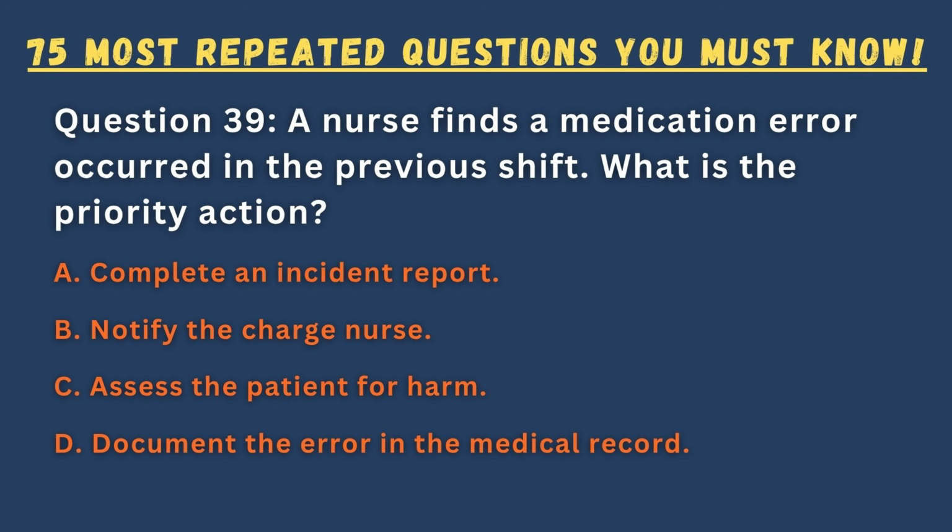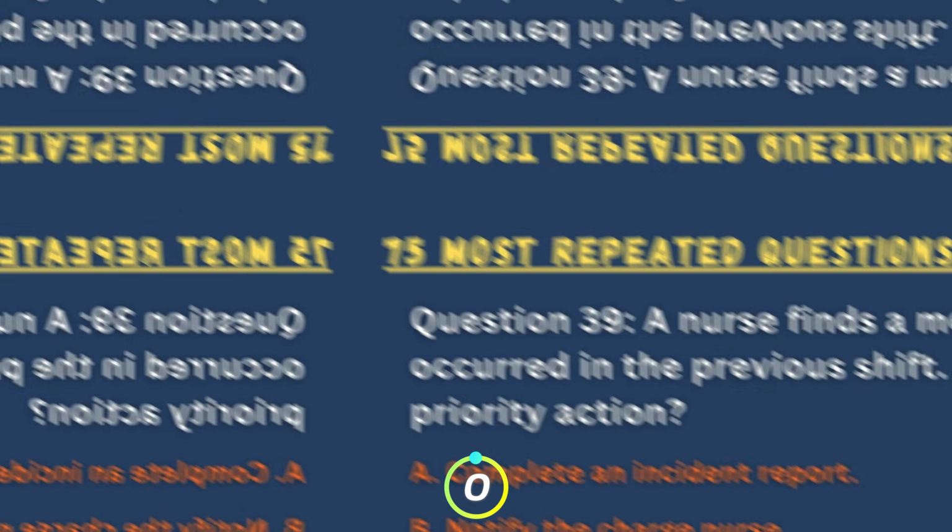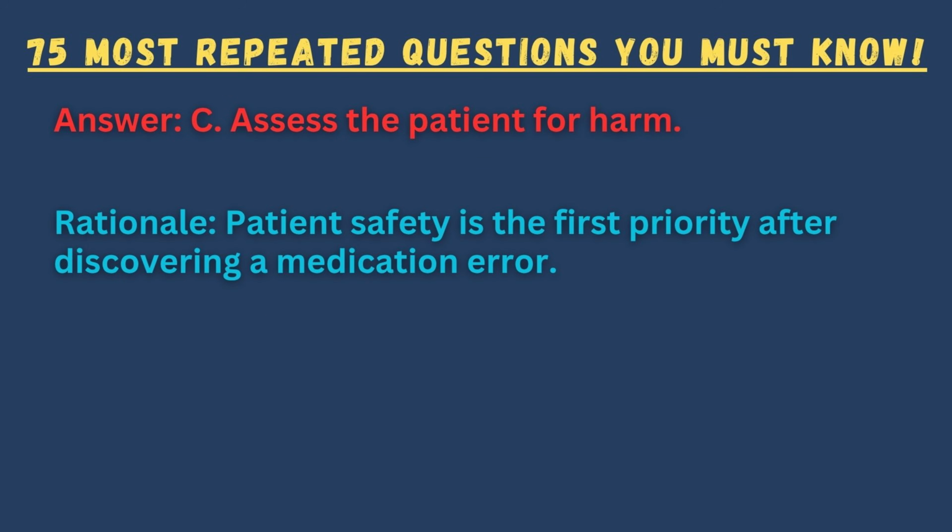Question 39. A nurse finds a medication error occurred in the previous shift. What is the priority action? A. Complete an incident report. B. Notify the charge nurse. C. Assess the patient for harm. D. Document the error in the medical record. Answer. C. Assess the patient for harm. Rationale. Patient safety is the first priority after discovering a medication error.